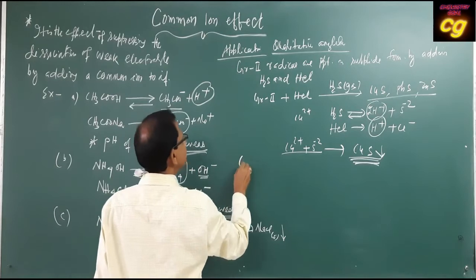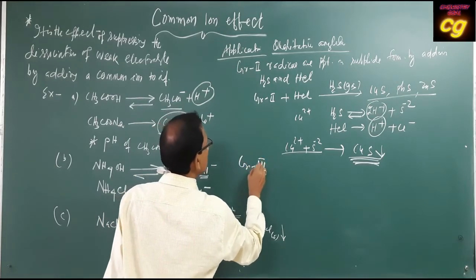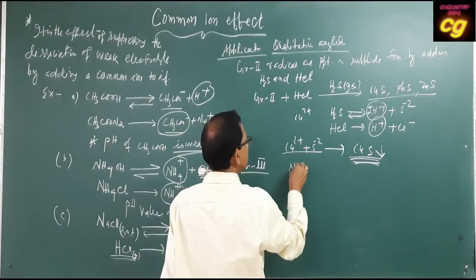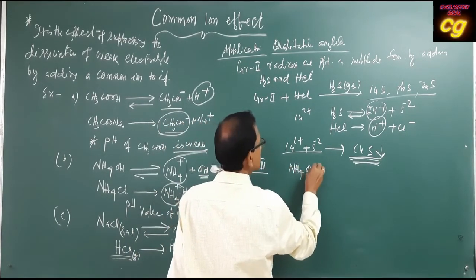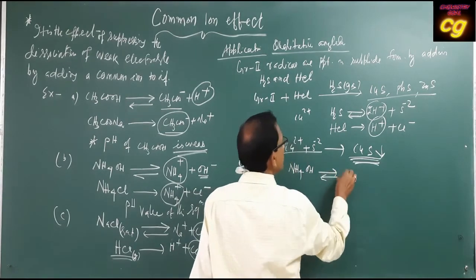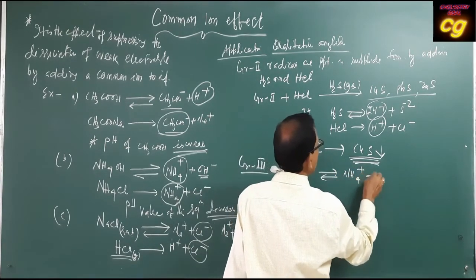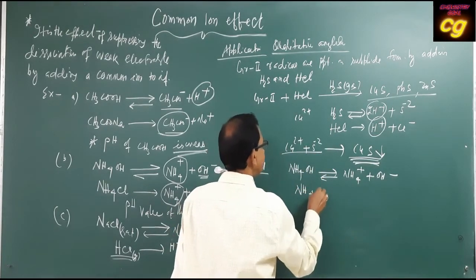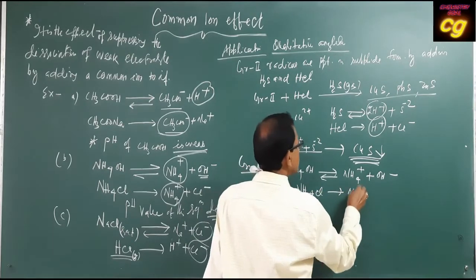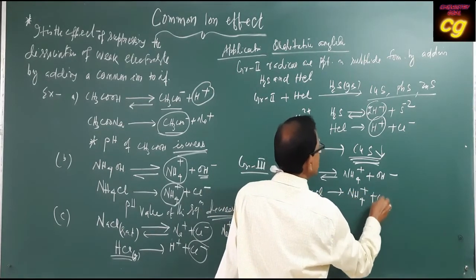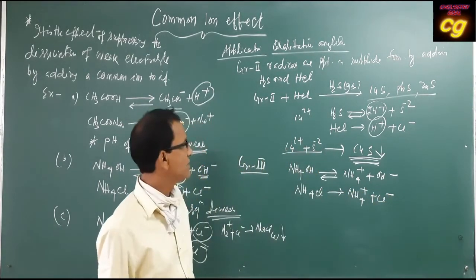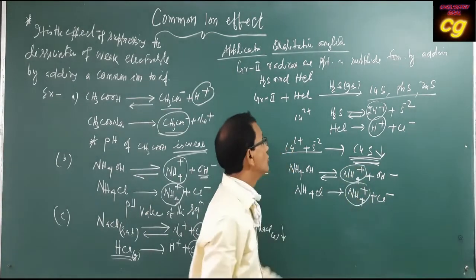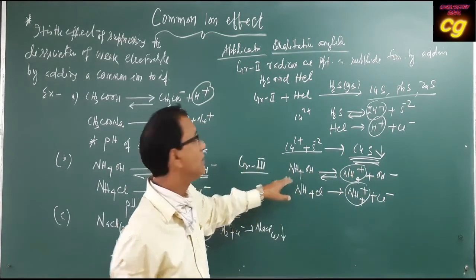Similarly, group 3 is precipitated if you add ammonium hydroxide, as it produces an equilibrium of ammonium ion and OH- ion. If you add ammonium chloride, it produces ammonium ion and Cl- ion. So when ammonium ion concentration increases on the product side, the equilibrium shifts towards the backward direction, forming ammonium hydroxide.